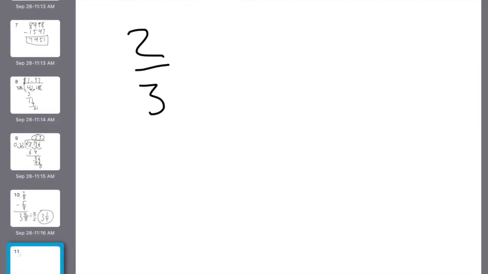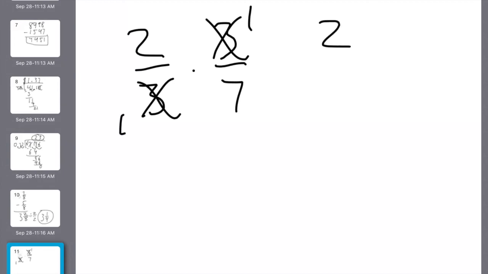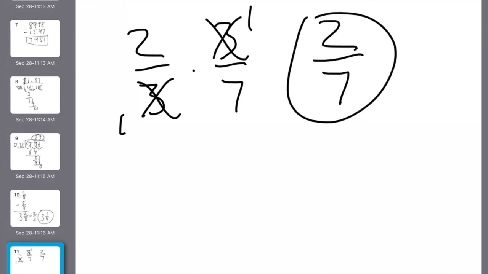21, I have 2/3 times 3/7. We've been practicing this. If the numbers are the same on the top, you can cross it out and leave a 1. 1 times 2 is 2. 1 times 7 is 7. That saves you from having to reduce.